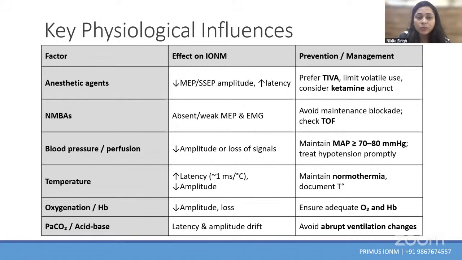If the blood pressure goes low, the amplitude or the signals of the MEPs are lost. So the blood pressure should be more than 70 to 80 mmHg. Temperature should be maintained between 35.5 to 36.7 to get the proper response. Then oxygenation, then partial arterial carbon dioxide, everything should be maintained to get a proper response.